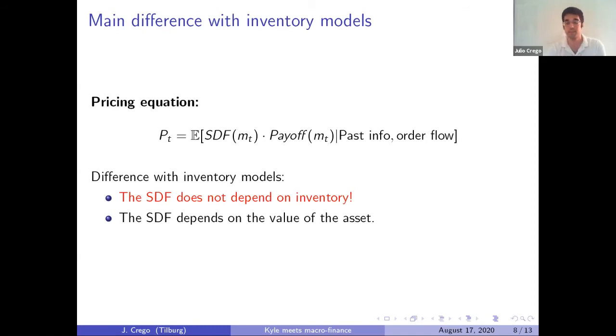Now, does it matter or not? I don't know. I don't think it matters much. I think it's elegant, and I'm going to give you some hints on how to test if this matters or not. But I think you should explain more why you're using this pricing equation instead of the more usual one. And then, of course, another difference is that in your model the SDF depends on the value of the asset, while usually in inventory models it doesn't, right? Because here it is the macroeconomy, so everything changes, even the SDF. So I think that's good.